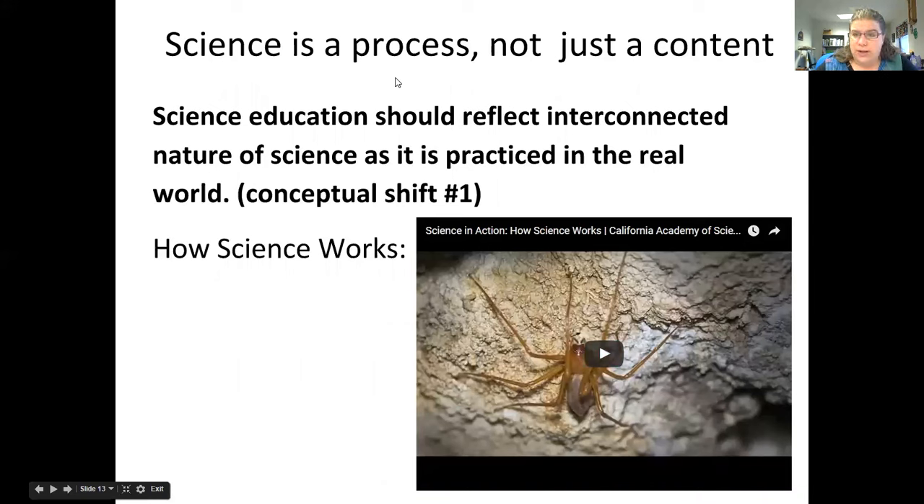Conceptual shift number 1, if you remember, was telling us that really the scientific method as it has been taught, as I used to teach it, really is not the real world of science. Instead, we want students to focus on science practices. And this video outlines that science itself is a process. It is not just a content.